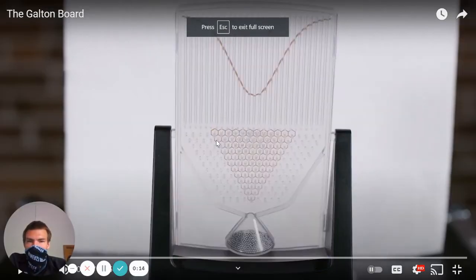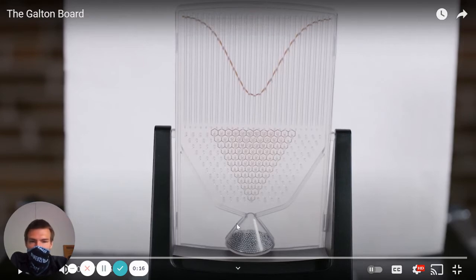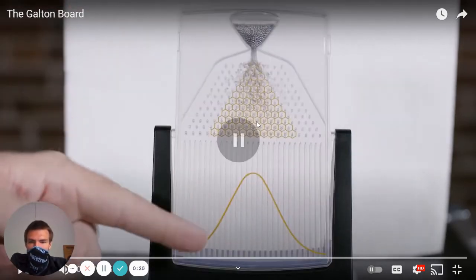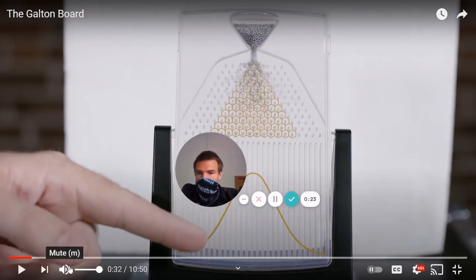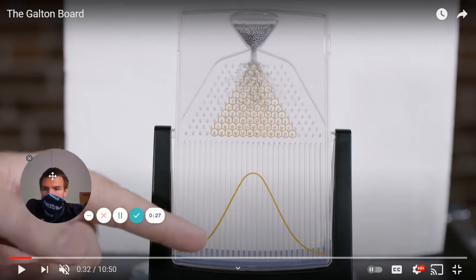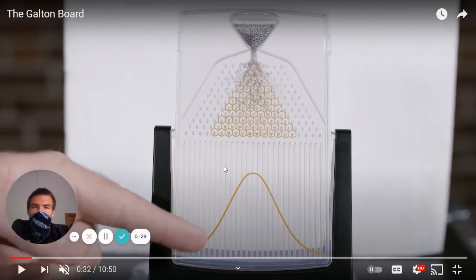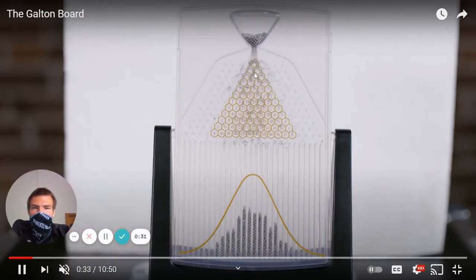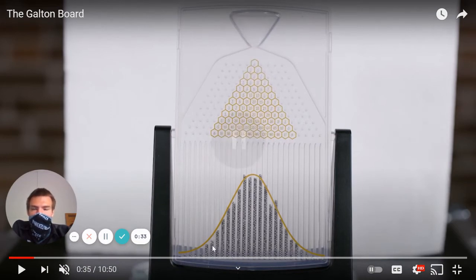And just to kind of play it for you guys, you got a whole bunch of metal balls here. You're going to flip it upside down because there are so many of them. Whoa, it's pretty loud. Let's mute this guy. As they randomly bounce between these pegs, they're going to end up forming a curve.